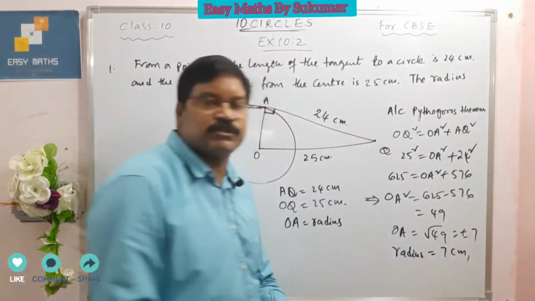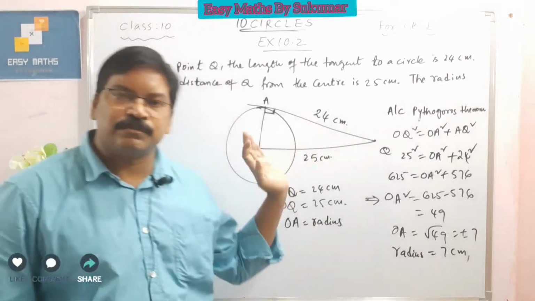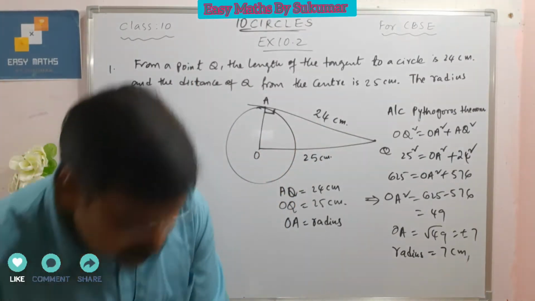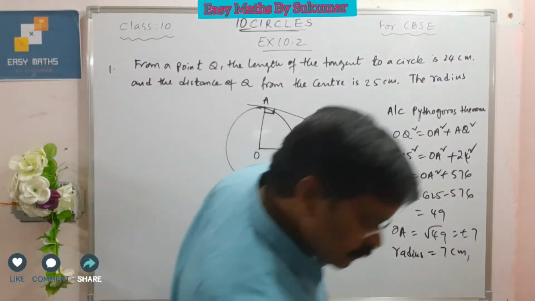7 centimeters. I hope you understand this sum, my dear students. This is the justification. This we call justification.